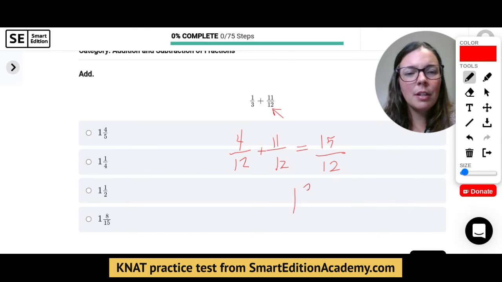12 goes into 15 once, 3 left over, and I can turn this into a more simplified fraction by dividing the top and the bottom by 3. So 1 1/4.